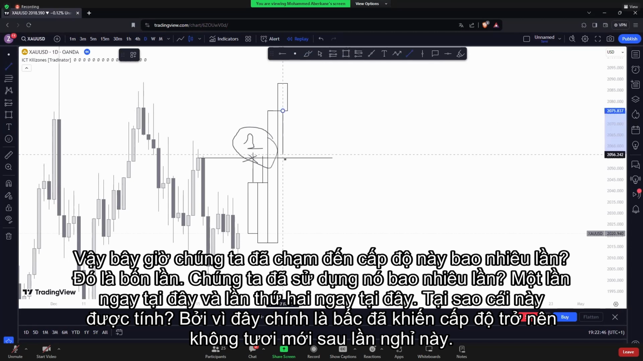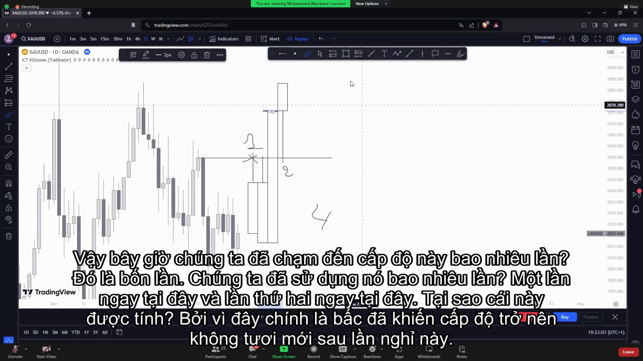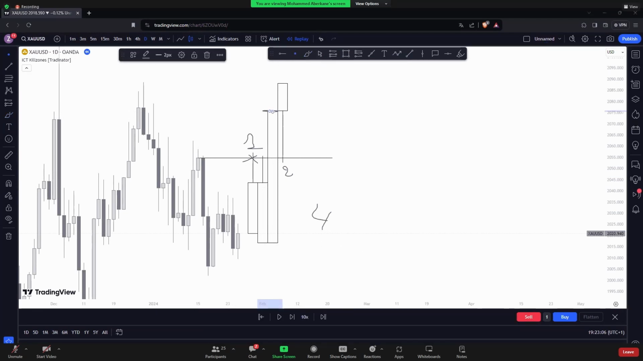So here. Now, how many times did we touch the level? That's 4 times. How many times did we use it? 1 right here, and the second time right here. Why did this one count? Because this is the wick that made the level unfresh again after it was fresh, after this break.